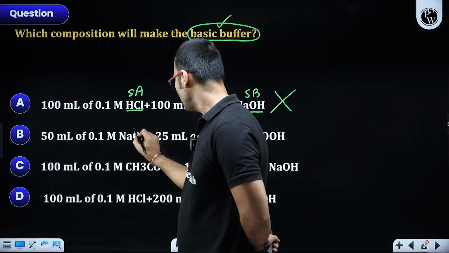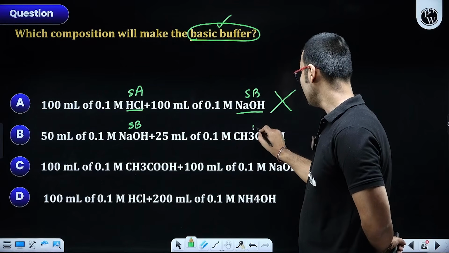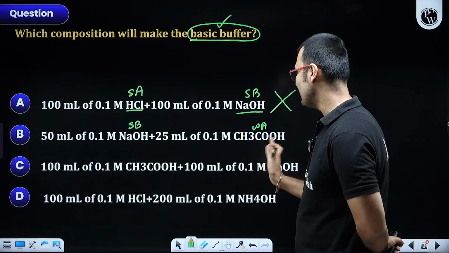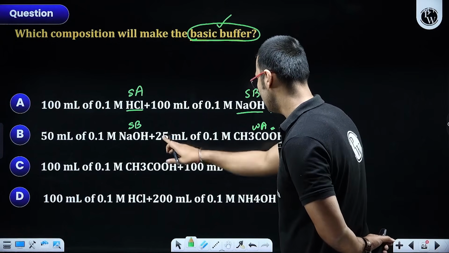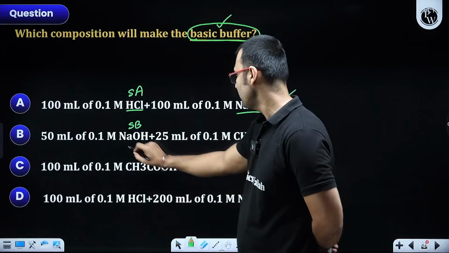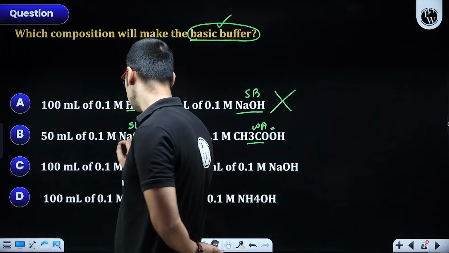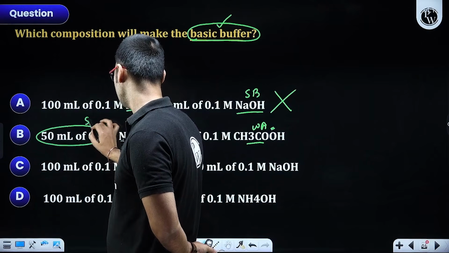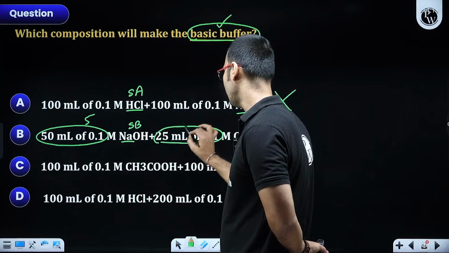In the second case, you have a strong base and a weak acid. Although an acidic buffer is possible from this because a weak acid is there, still, because these two will neutralize, you will have a reaction between NaOH and acetic acid. The milliequivalents of NaOH are 50 into 0.1, which means 5, and the milliequivalents of acetic acid are 0.1 into 25, 2.5.